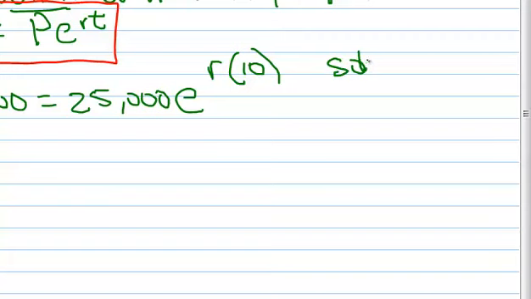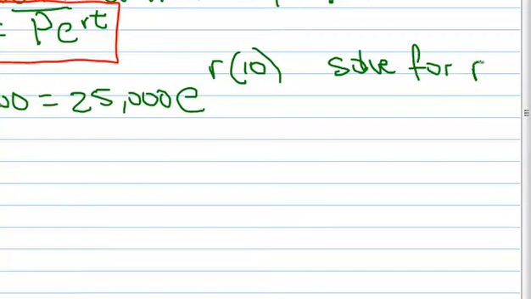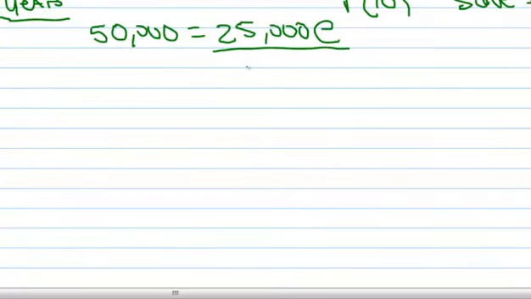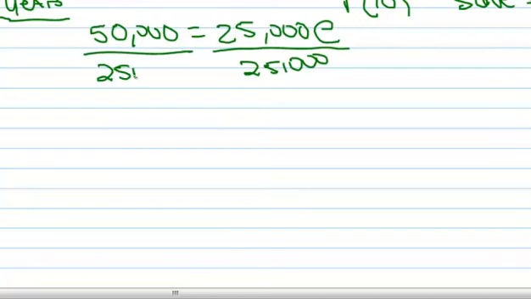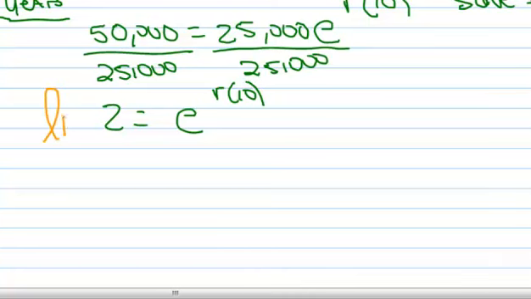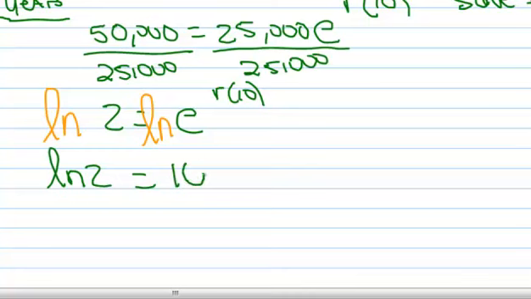So I'm just going to put this over here. Solve for R. We're going to do that by dividing both sides by 25,000. Then you end up with 2 equals E to the R times 10. Now I'm going to natural log both sides. Take the natural log of the left, take the natural log of the right, and when I do that, I have the natural log here. It releases the power, so to speak, so the whole exponent can come down. Okay, the ln of E is 1.